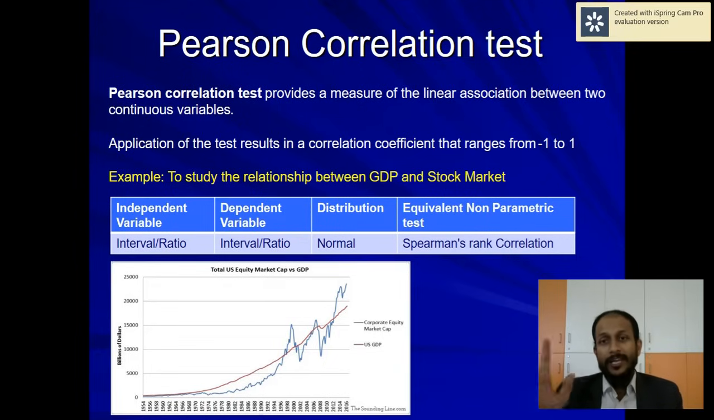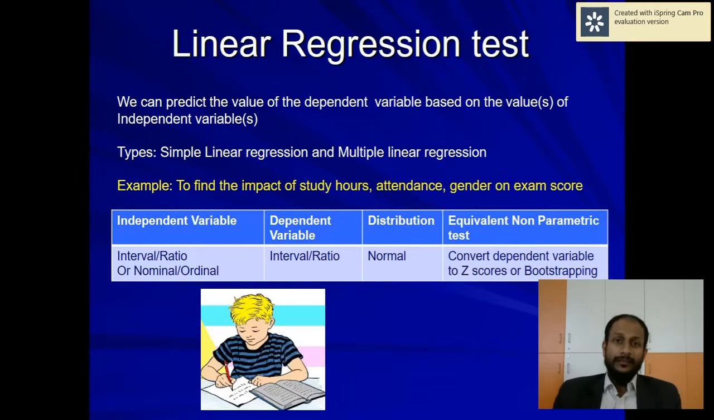We always have an equivalent non-parametric test called Spearman rank correlation. I'm not going to explain Spearman rank correlation fully, but understand that if my data is not normal, what do I do? I convert the data into ranks, and through those ranks I use this Spearman rank correlation. Okay, let's get into the second technique.